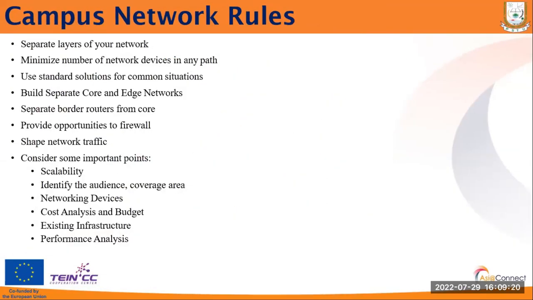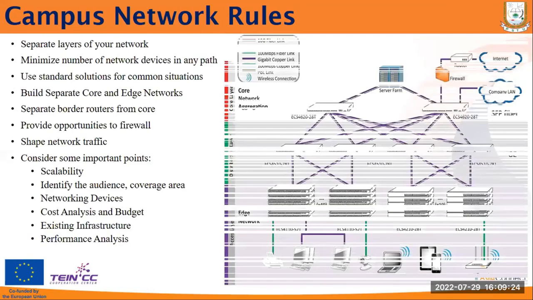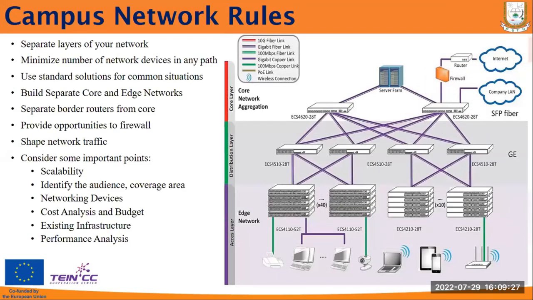Now, though we have some challenges, there are some rules that can make campus network design easy. Then what is this? This is separating your layers, that is, your network layer separation. It may be 2-layer or 3-layer, as I said before. That is core layer, distribution layer, and access layer that we'll discuss in the first online webinar.